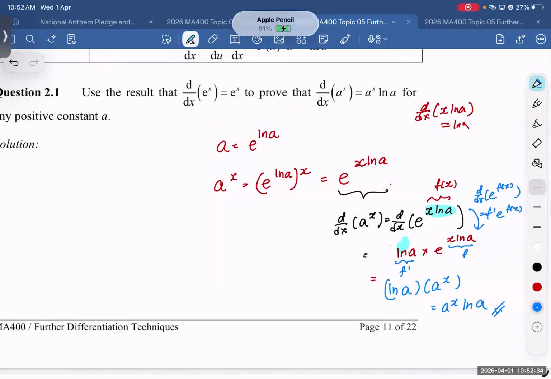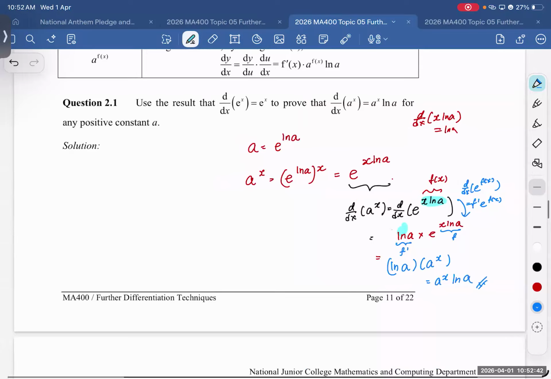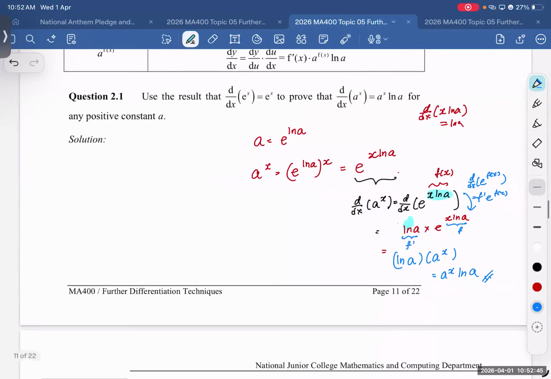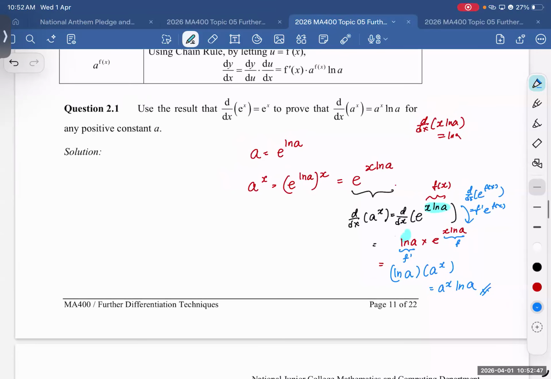Question 2.1. Why, last time you wanted to go to the toilet? I already went, I already ended the lesson. Okay, I already started here. Okay, this class, the boys are very bad.